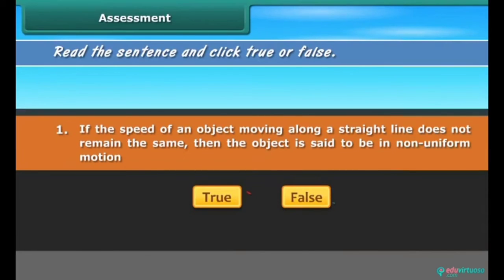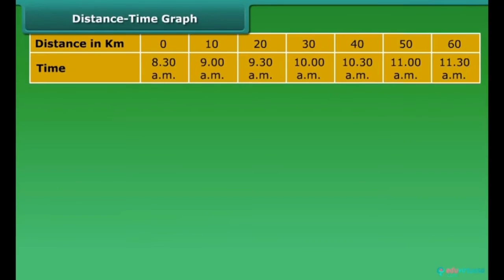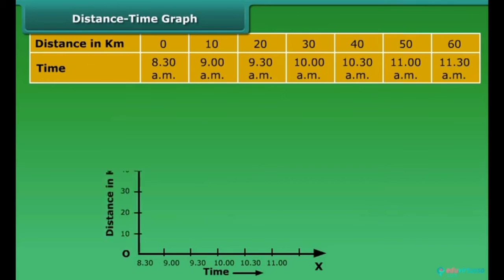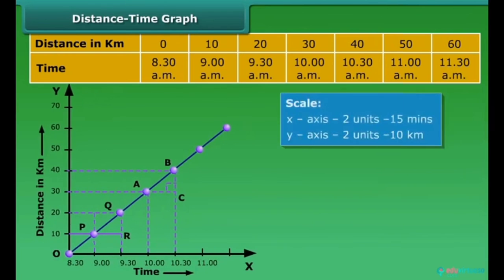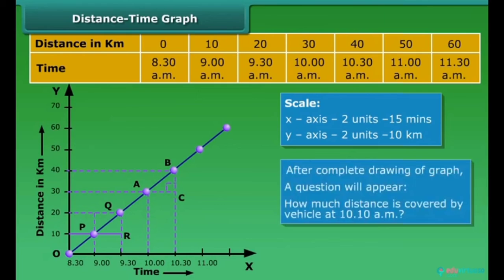If the speed of an object has changed, it means we can plot a graph between distance and time. It means we are plotting a graph with respect to the speed. Here we are plotting on the x coordinate, we define the time, and on the y coordinate, we describe the distance. Here we measure a scale, x-axis 2 units for 15 minutes, y-axis 2 units for 10 km.